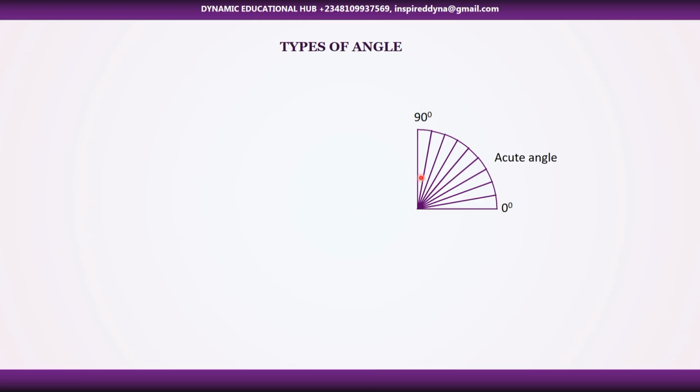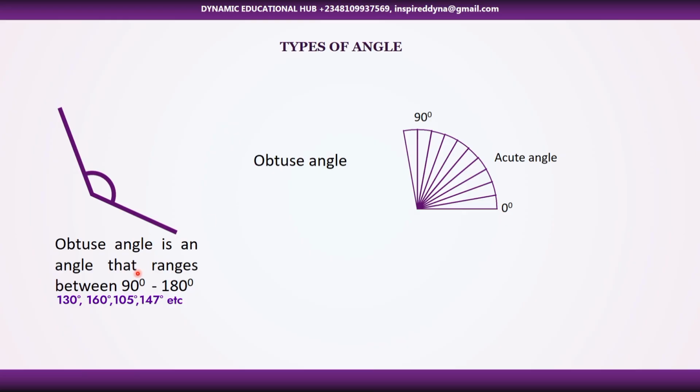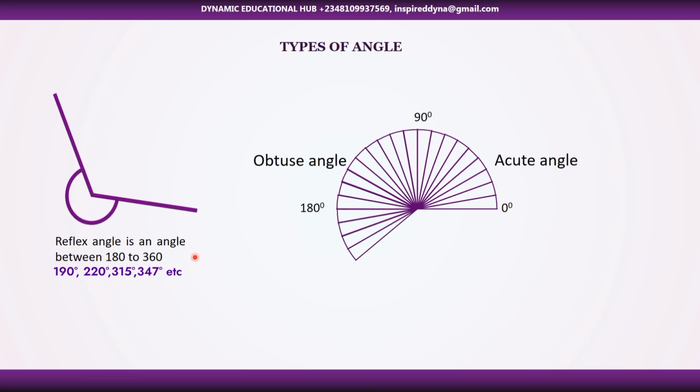After 90 degrees, any other angle that is greater than 90 degrees becomes an obtuse angle. An obtuse angle is an angle between 90 degrees and 180 degrees. So we have an obtuse angle as shown. It increases until it reaches 180. Any angle that is more than 180, we call a reflex angle, and it is between 180 and 360 degrees.